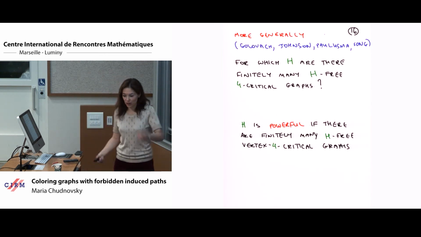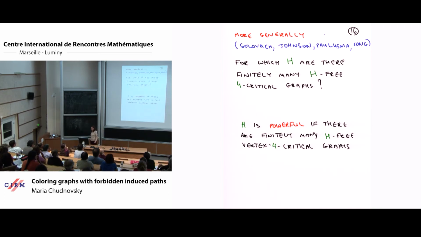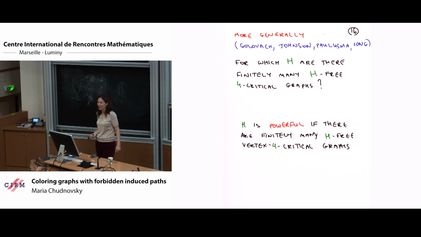And it turns out a more general version of Seymour's question was asked before by these authors. They said, for which H are there finitely many H-free 4-critical graphs? So 4-critical means minimal non-3-colorable, right? It's not 3-colorable and every proper subgraph is 3-colorable. And so the question is, for which H are there finitely many? Now there's some question, is it vertex critical or edge critical, but it's actually the same. There's finitely many of this if and only if there's finitely many of those. So we're not going to dwell on that detail.